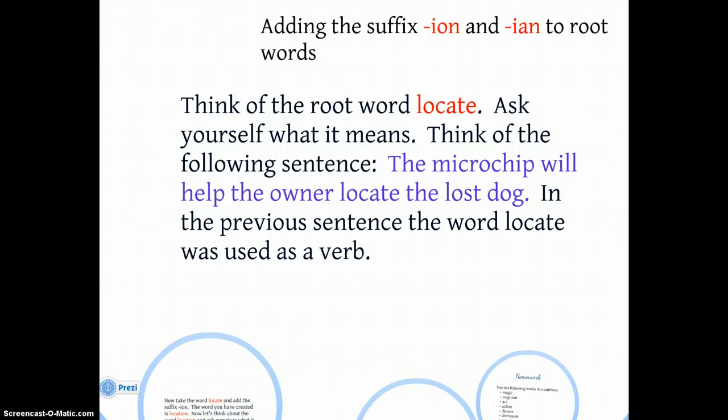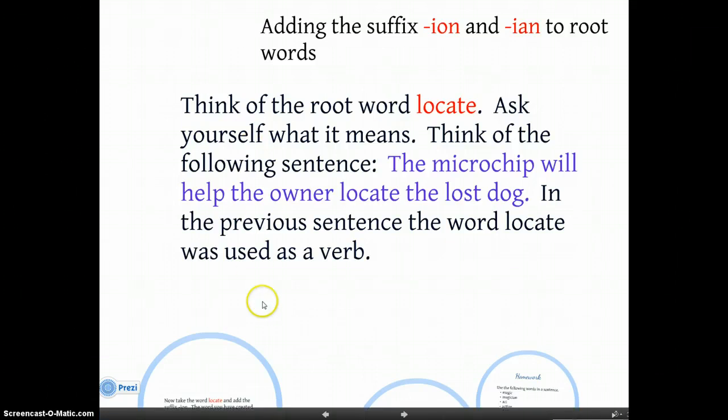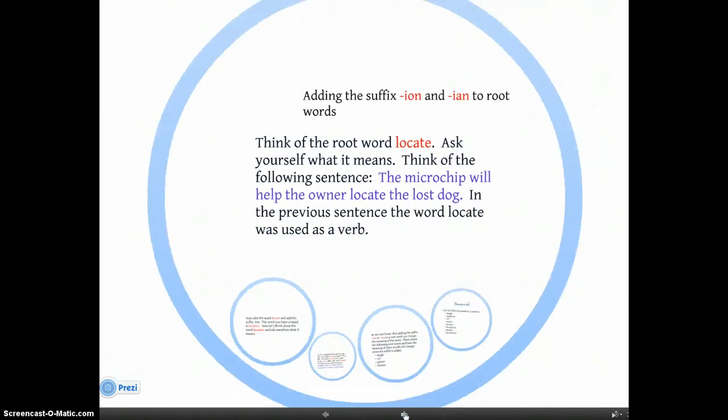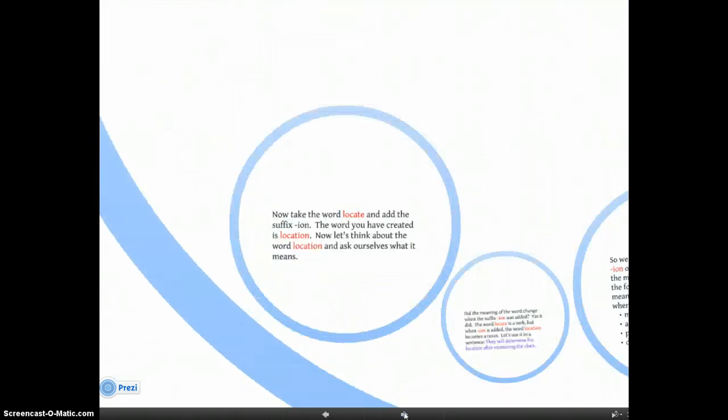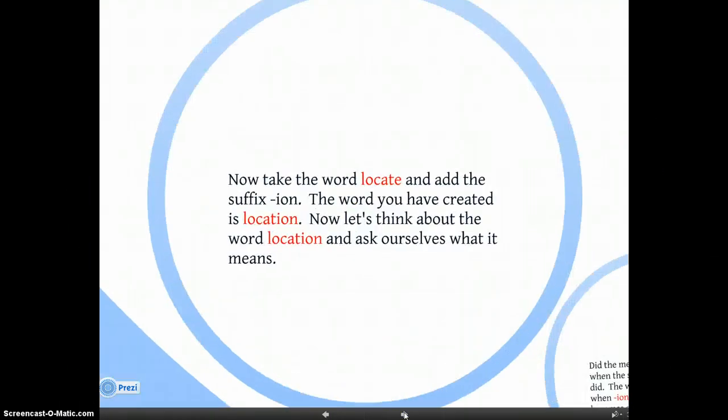So now let's take the word locate, which is a root word, and we're going to think about adding a suffix to it. For example, let's take a look at the word locate and add the suffix ion. The word you have created now is location. Let's think about the word location and ask ourselves what it means.